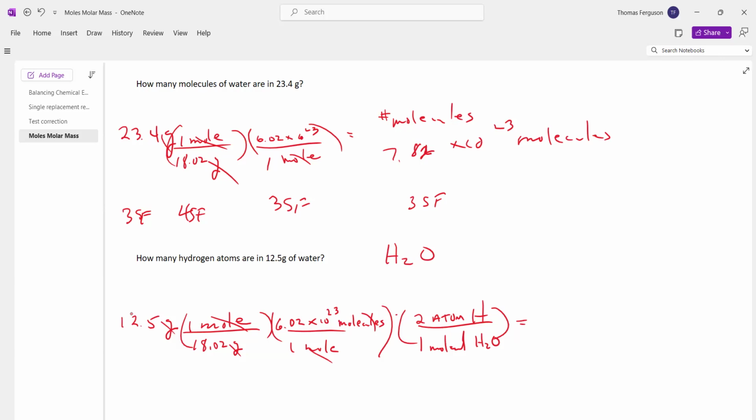The question isn't asking anything about oxygen. It just wants to know, 12.5 grams, wouldn't that include the hydrogen and the oxygen? Right, exactly. That's why we use the H2O, because that included the oxygen and two hydrogens. My question, where I'm lost, is you'd be dividing it by only the weight of the hydrogen, wouldn't you? At the very end.